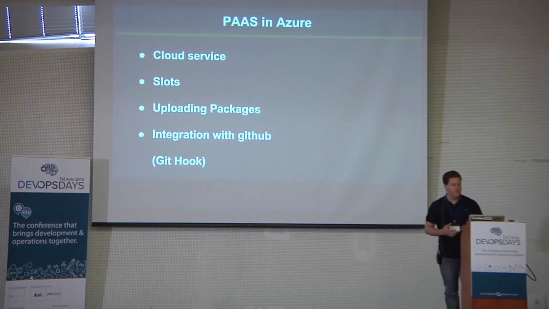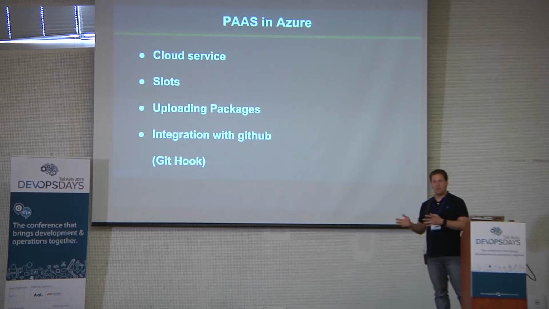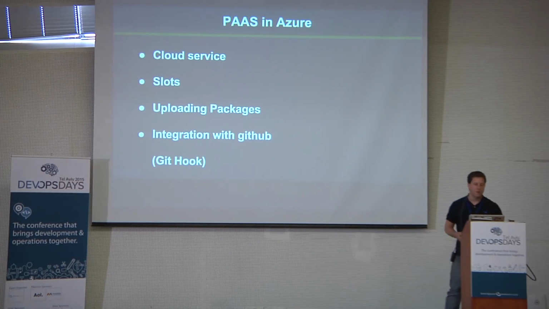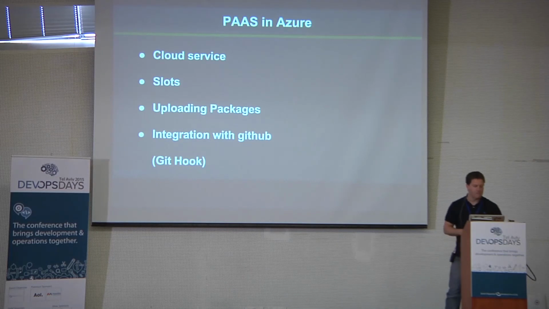So we have in Azure a few terms. It's called cloud services. Cloud services is a logical term that contains either VMs, Windows or Ubuntu, or what we call web role or worker role. I'll speak about them in a bit.